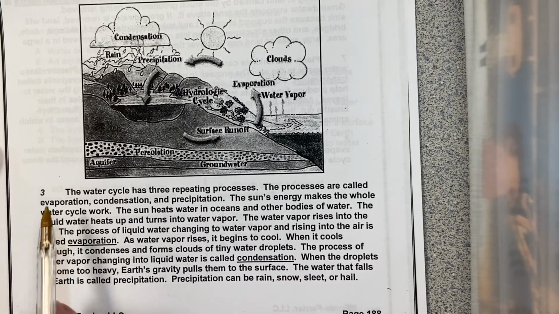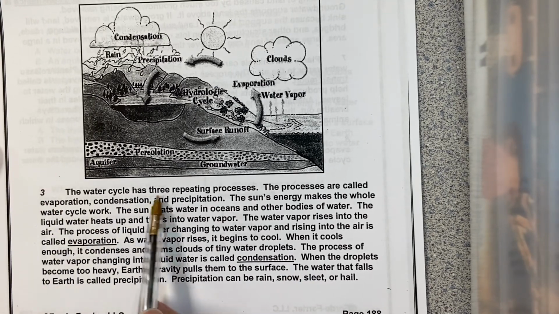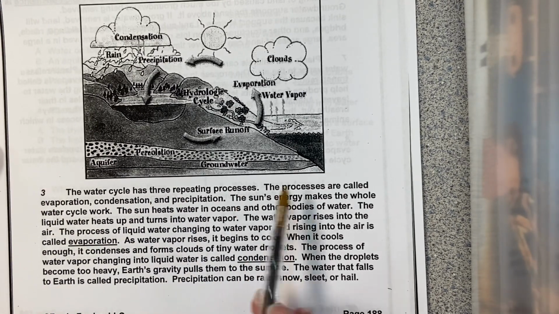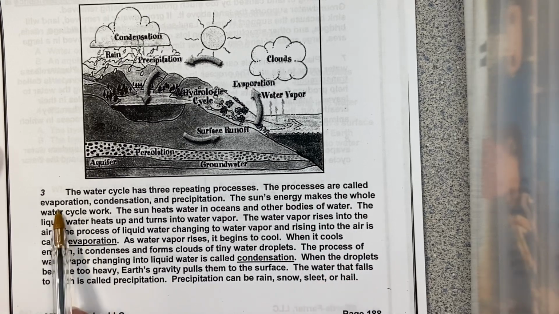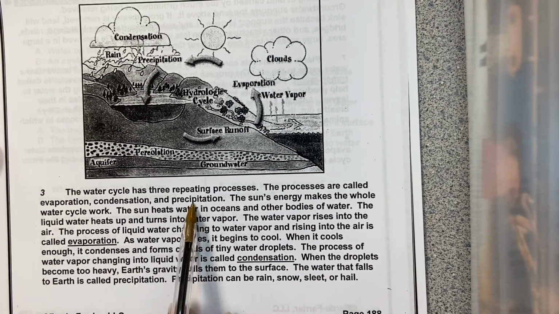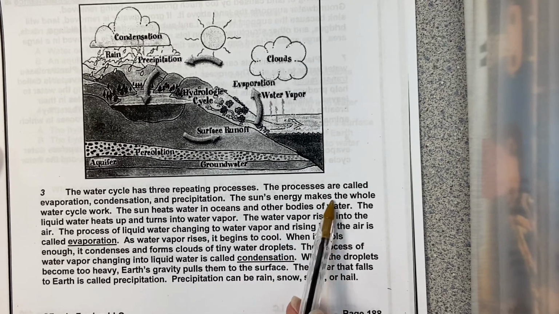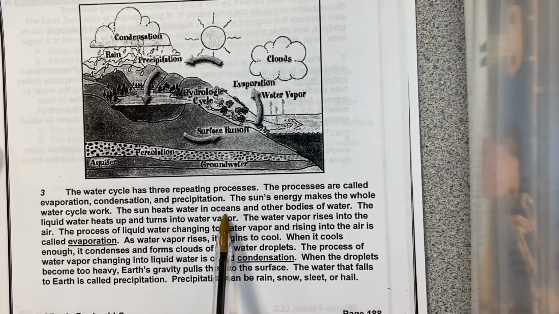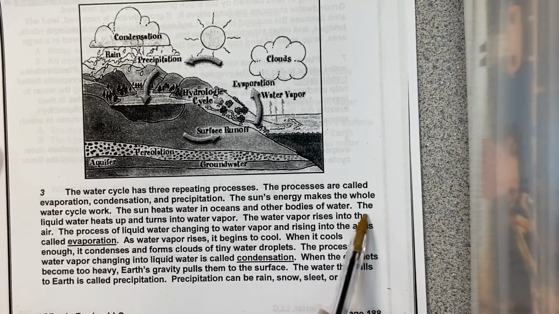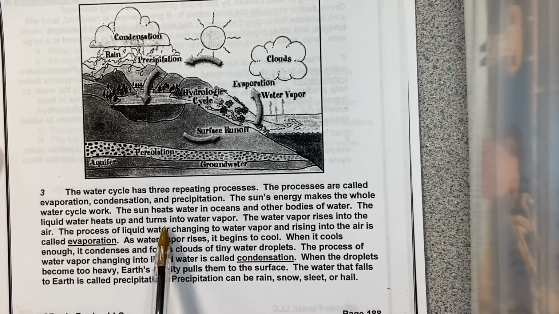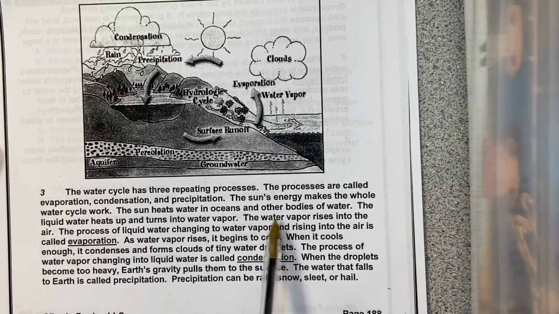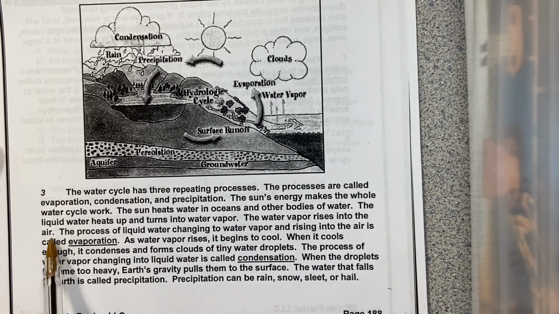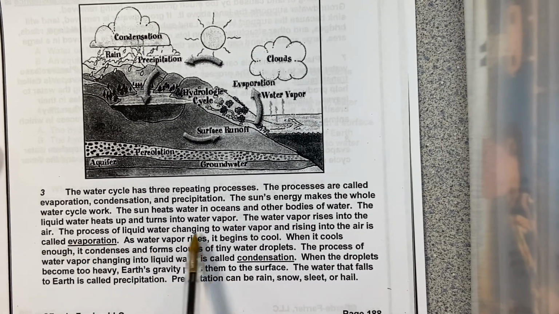Paragraph 3. The water cycle has 3 repeating processes. The processes are called evaporation, condensation, and precipitation. The sun's energy makes the whole water cycle work. The sun heats water in oceans and other bodies of water. The liquid water heats up and turns into water vapor. The water vapor rises into the air. The process of liquid water changing to water vapor and rising into the air is called evaporation.